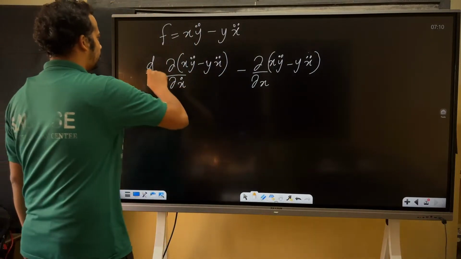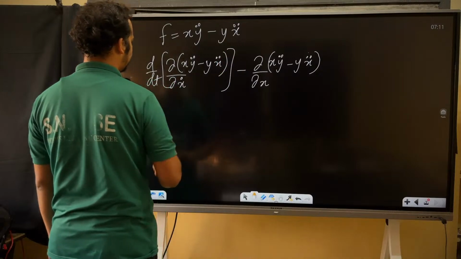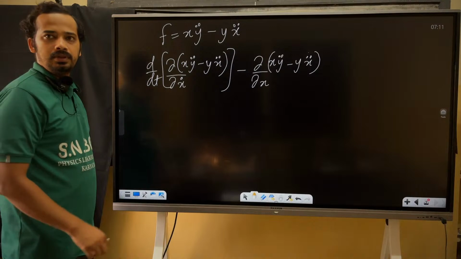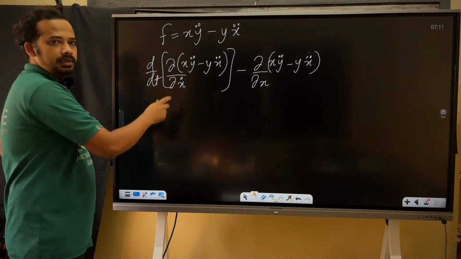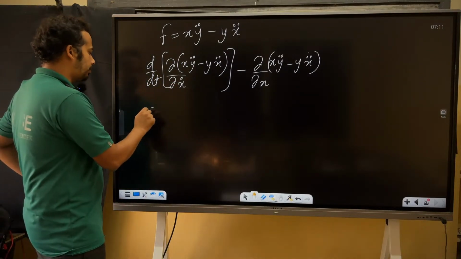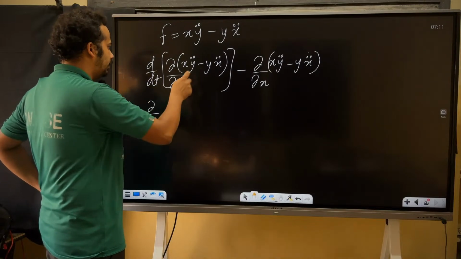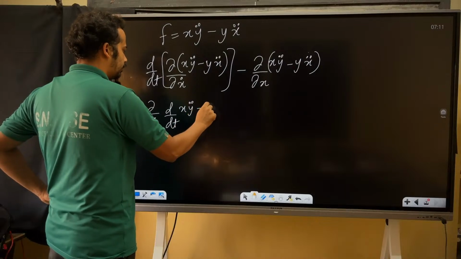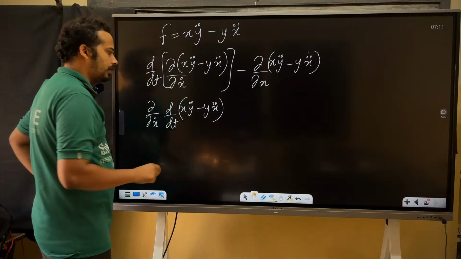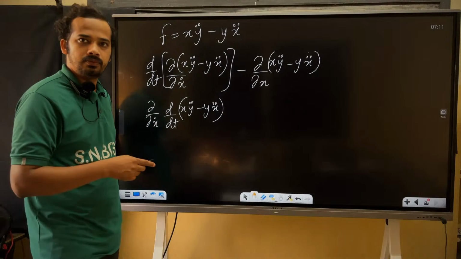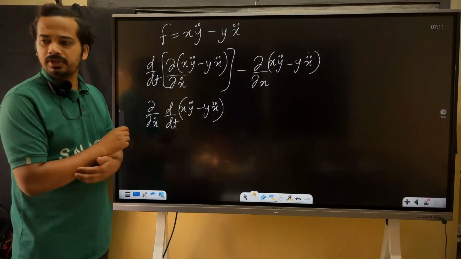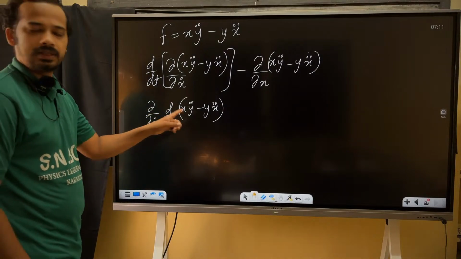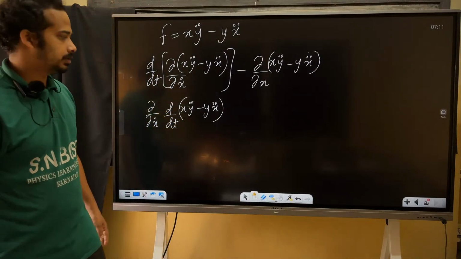So now let us see this. But what is the main problem here? You don't have ẋ here to take the ẋ derivative. So I'll change the order of the derivative: ∂/∂ẋ of the time derivative of (xÿ minus yẍ). Can you get me the proof for this? I think it is in a standard series book. That we can change the order of the derivative.